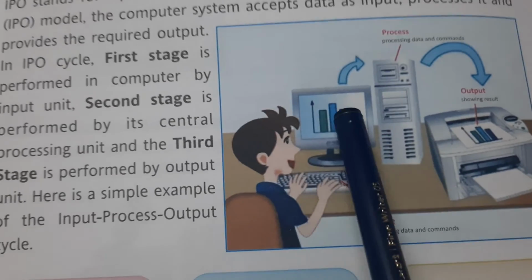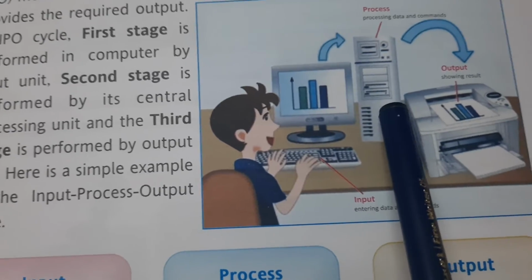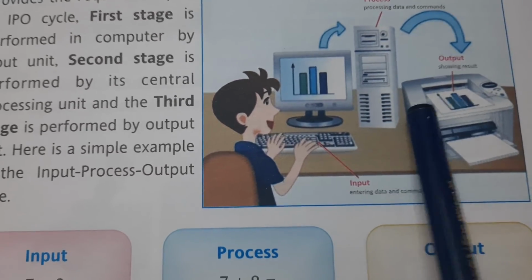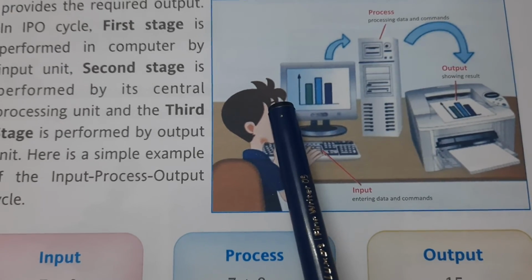In the first stage, the input unit is used. In the second stage, the CPU is used, and in the third, the output unit is used. It can be a printer or it can be a monitor.